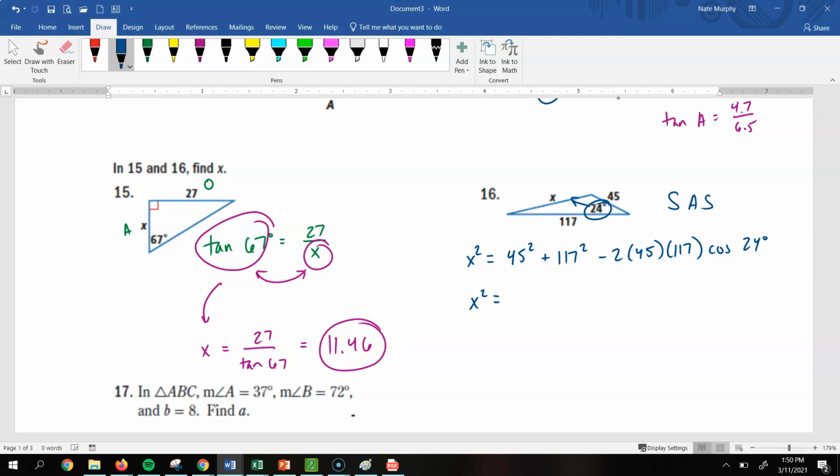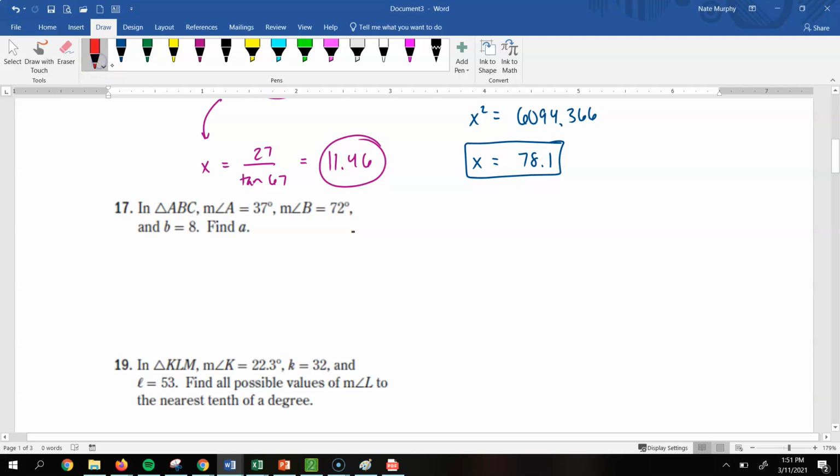When you do that on your calculator, we'll just round this to 6,094 point, just keeps going, 366. We'll just stop there. So to find out what x is, I would take the square root of both sides. Again, I only care about the positive value, and we get x is 78.1. So that'd be your answer for number 16.